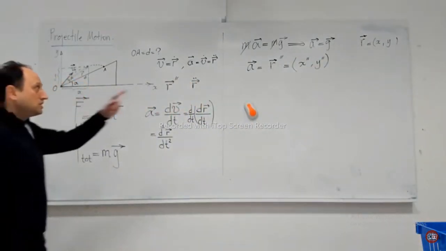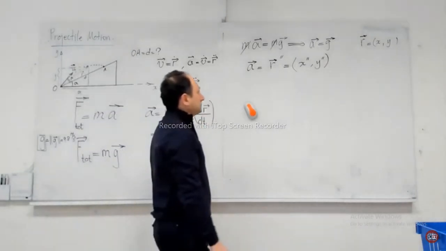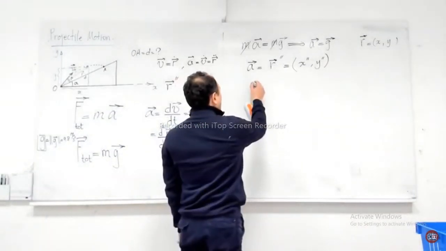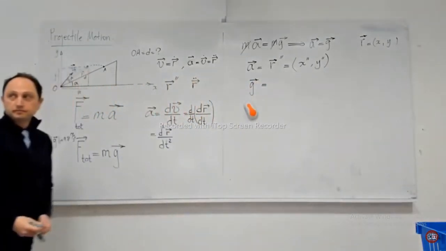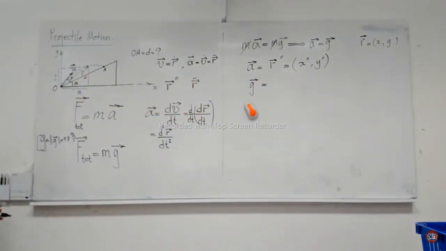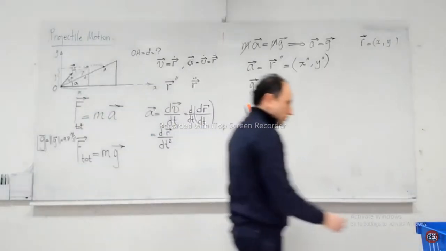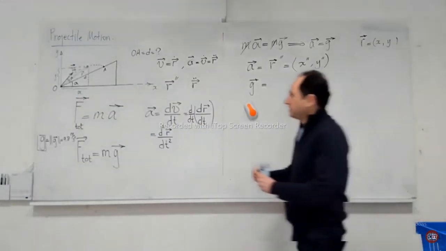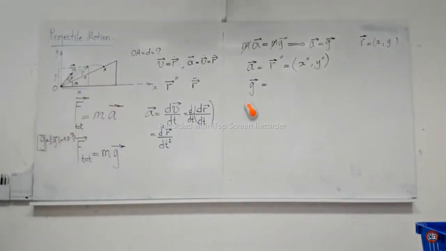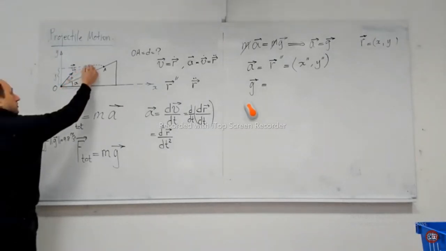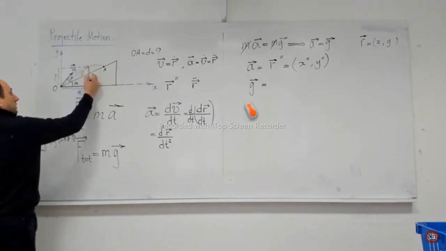Okay, now this is the vector A. But can you tell me how can I write vector G? Where is G? If I want to show somehow vector G, what is the direction of vector G? Straight down. It's straight down, yes? So this would be, for example, here, straight down, and this is vector G.